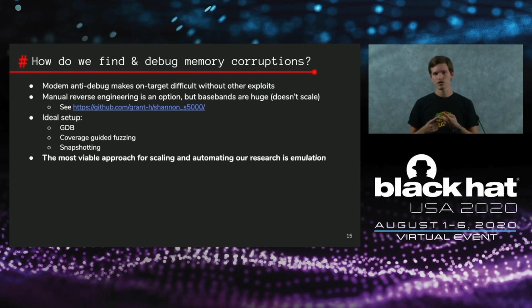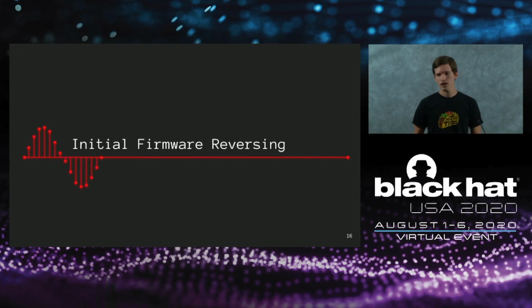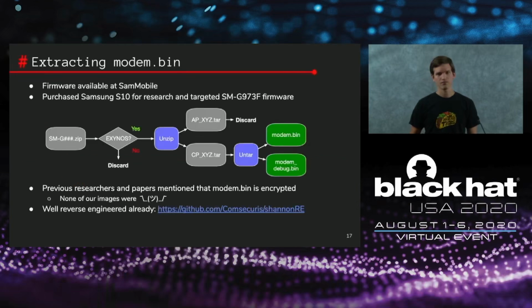GDB, coverage guided fuzzer, and snapshotting. So at this point, it seemed like the most viable approach was to drop the over-the-air fuzzing and jump straight into emulation. To do that, we started by reversing the firmware.